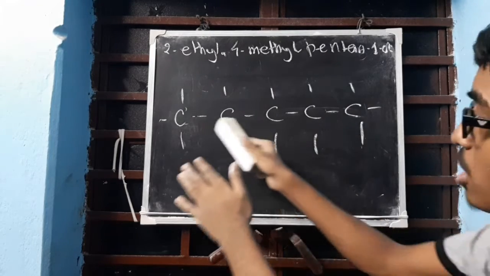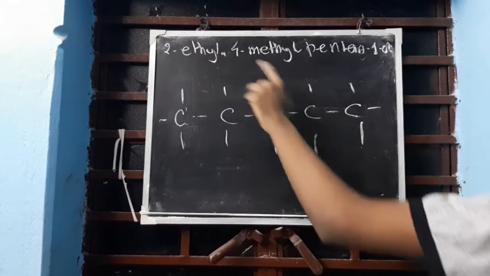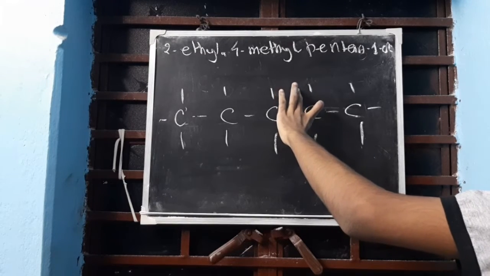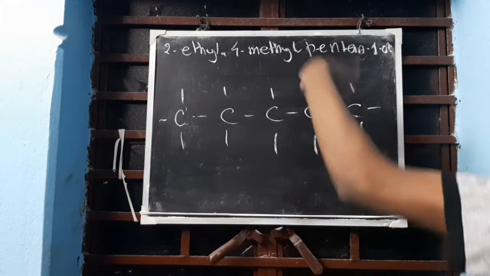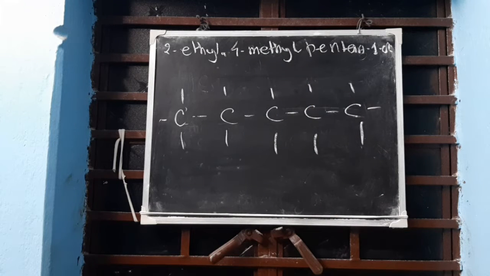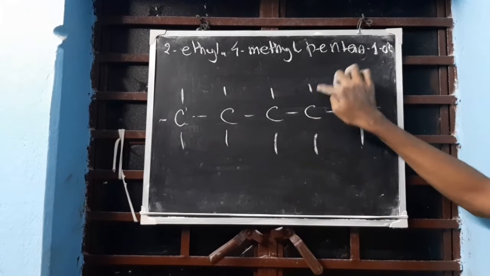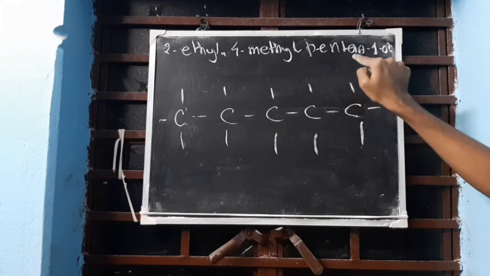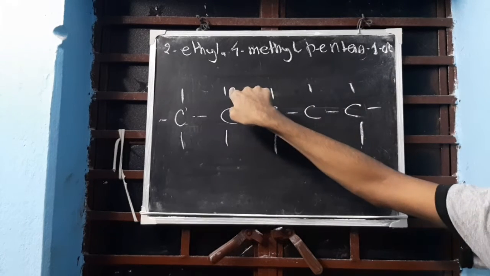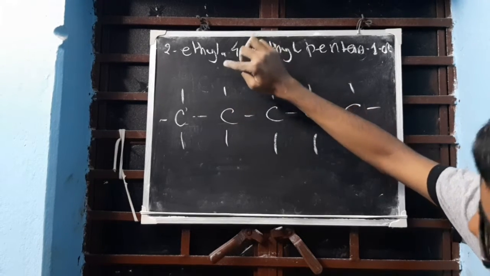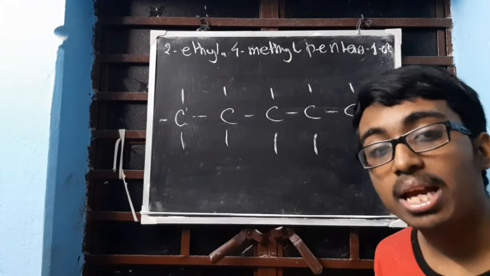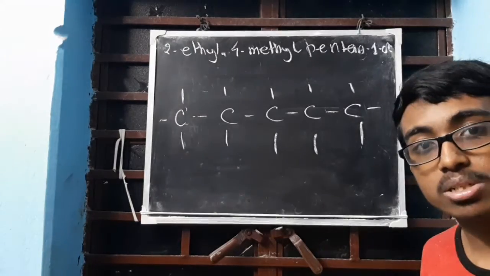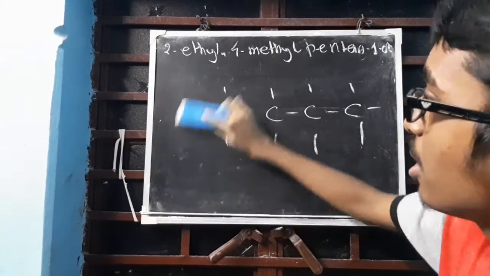Then numbering starts from this side. So 1, second carbon ethyl. Here CH2 is already present, so with this CH2 add C2H5. No problem. Understood? I add here C2H5. Then we are moving on to the 4th carbon and we will be adding CH3 over here. Numbering and this naming is very important.